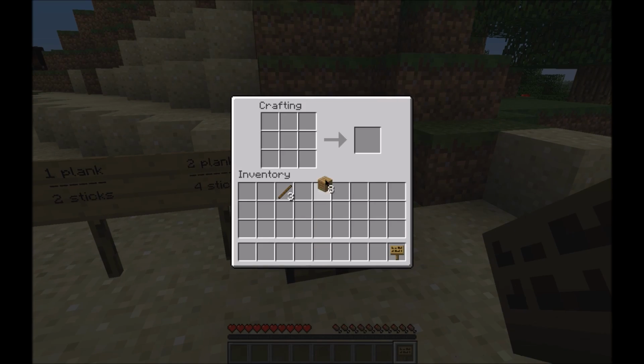Let's look at a couple other ratios. There's 2 planks to 1 pressure plate. Here's 3 planks to 6 slabs. 6 planks to 3 doors. I'm having trouble double clicking. 6 planks to 2 trapdoors. Here's one. 5 planks to 1 boat. So there's tons of different ratios, and you could think about a ratio anytime you craft one thing into something else.